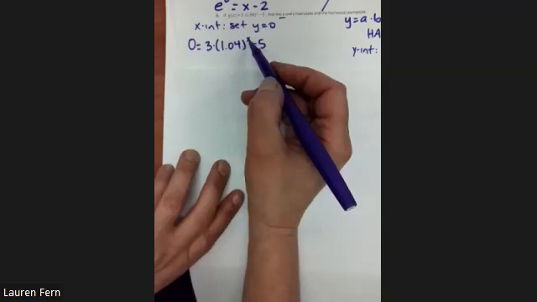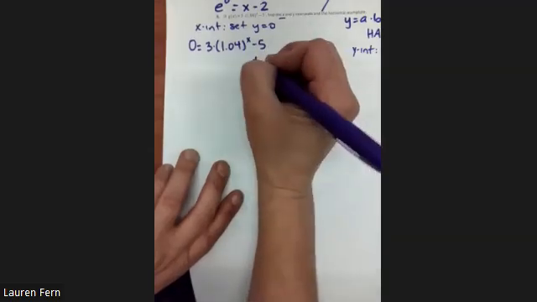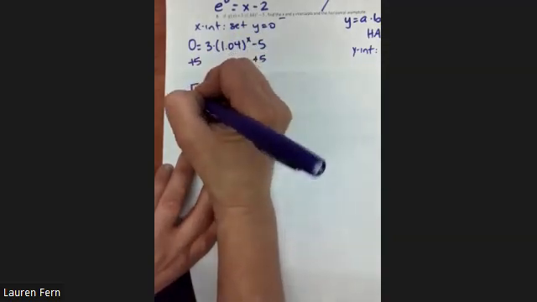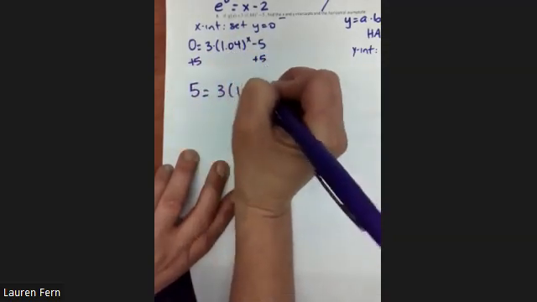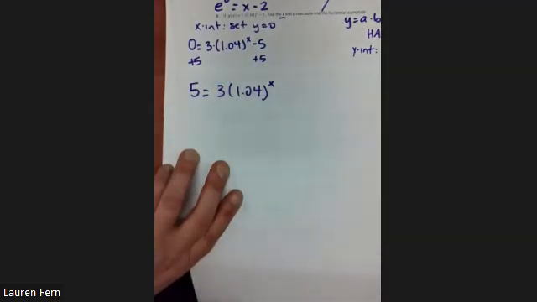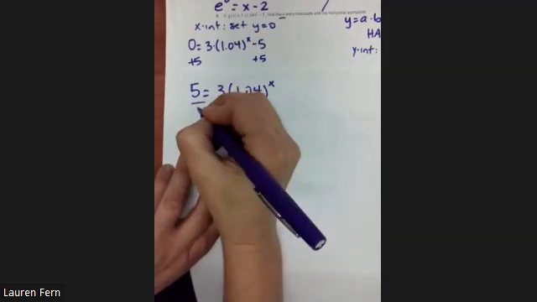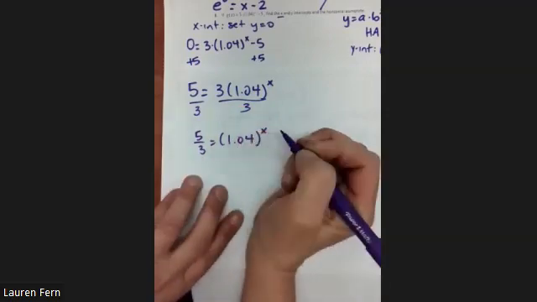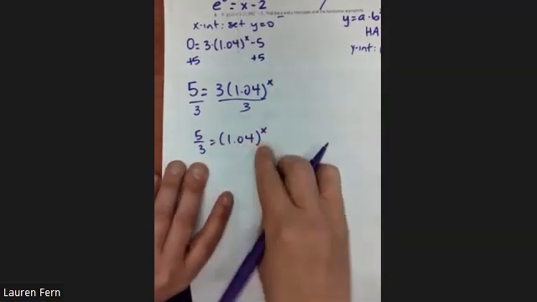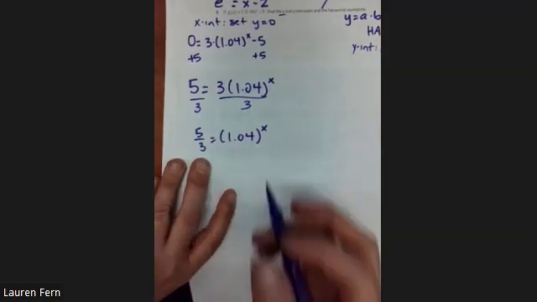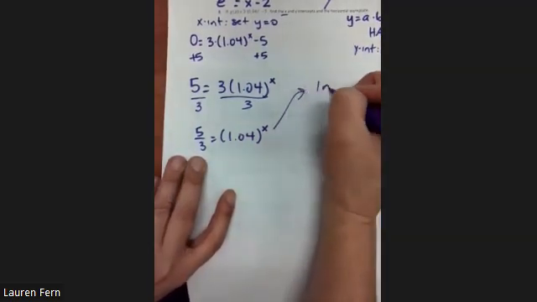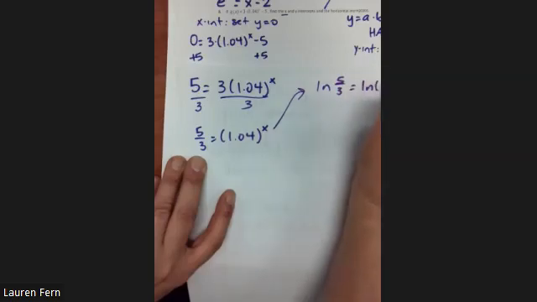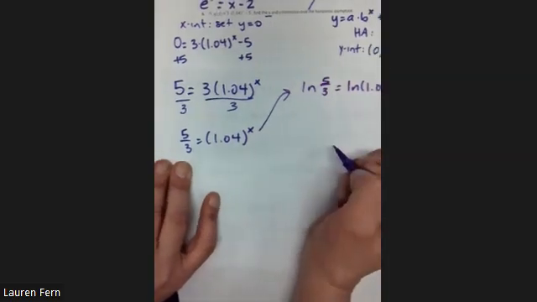Totally. I want to isolate my exponential. So the first thing I'm going to do is add 5 to both sides. So I have 5 = 3 times 1.04^x. What would be my next step? Divide both sides by 3 to get our exponential isolated. And when your exponent is unknown, you take the log of both sides. So the natural log of 5/3 is the natural log of 1.04^x.